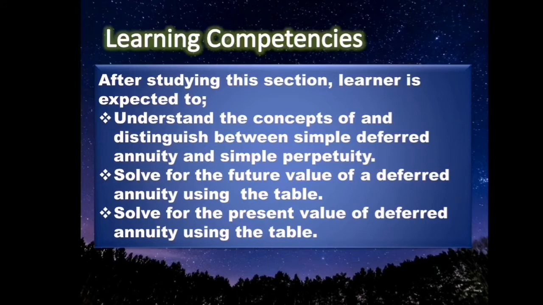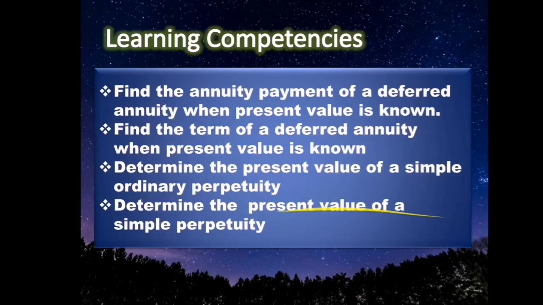These are the learning competencies. After studying this section, the learner is expected to understand the concept and distinguish between simple deferred annuity and simple perpetuity. Solve for the future value of a deferred annuity using the table. Solve for the present value of a deferred annuity using the table. Find the annuity payment of a deferred annuity when the present value is known. Find the term of a deferred annuity when the present value is known. Determine the present value of a simple ordinary perpetuity. And the last one is to determine the present value of a simple general perpetuity.